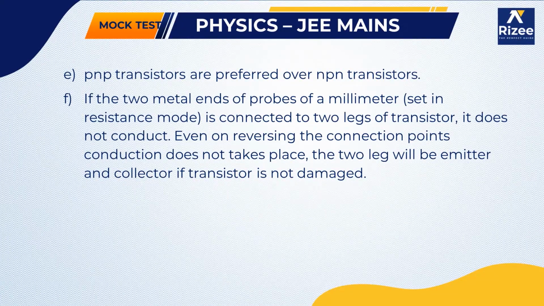PNP transistors are preferred over NPN transistors. If the two metal ends of the probes of a multimeter are connected to the two-leg transistor, it does not conduct. Even on reversing the connecting points, the conduction does not take place. The two legs will be emitter and collector if the transistor is not damaged.